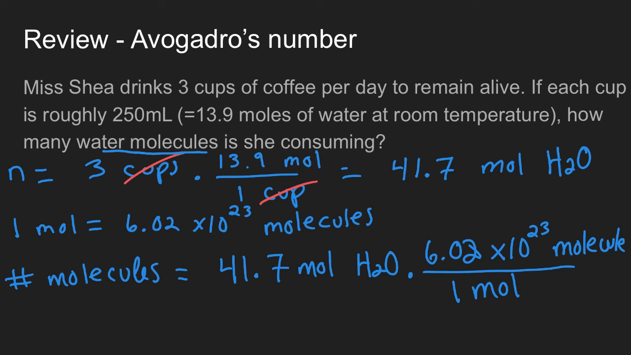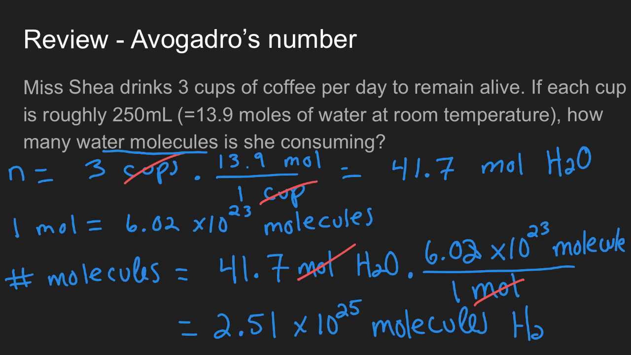So again, my unit for mole will cancel out. And once I type that in my calculator, I find that there are 2.51 times 10 to the 25th power molecules of H2O. And then I'm just doing a reality check here.